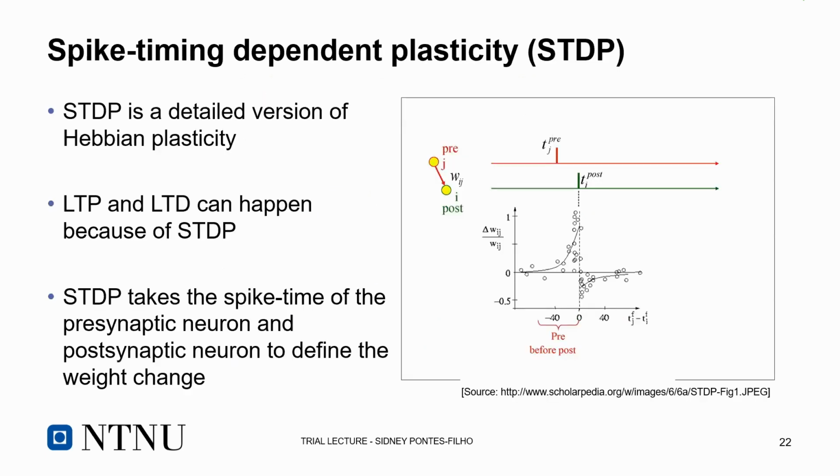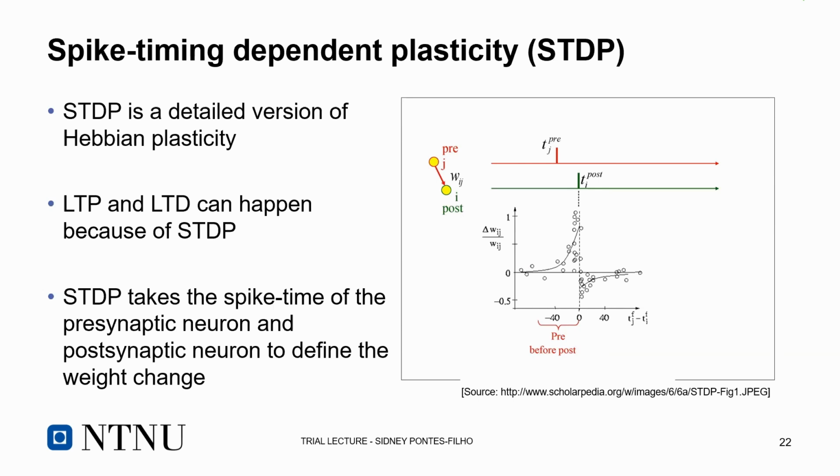And in spiking neural networks and also biological neural networks, we have this type of plasticity that's called spike time dependent plasticity, or STDP. STDP is a kind of a tail version of the Hebbian plasticity: neurons or cells that fire together, wire together. And long-term potentiation and long-term depression, LTP and LTD, can happen because of STDP.